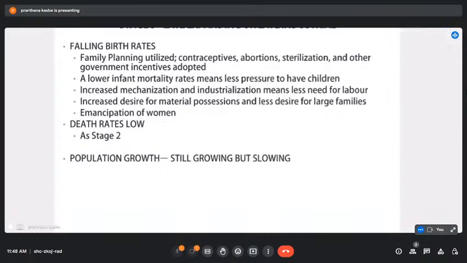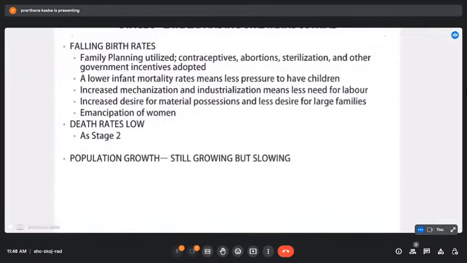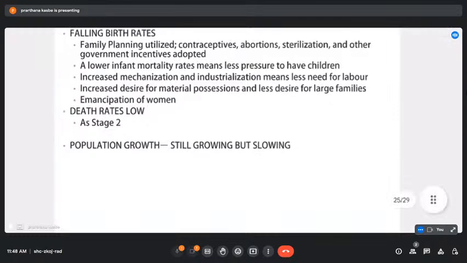A lower infant mortality rate means less pressure to have children. Increased mechanization and industrialization mean less need for labor. Increased desire for material possessions and less desire for large families. Emancipation of women.